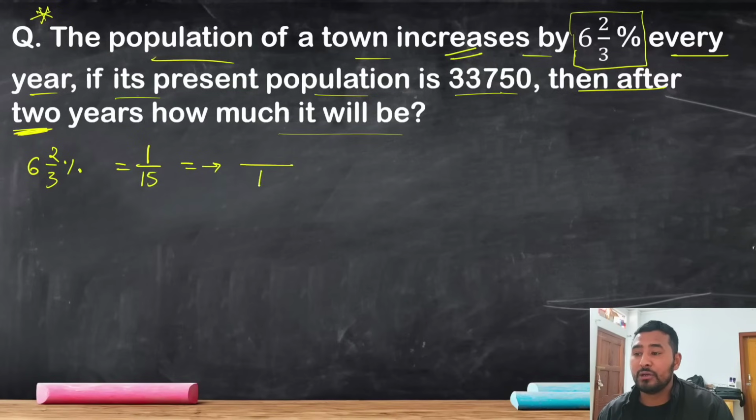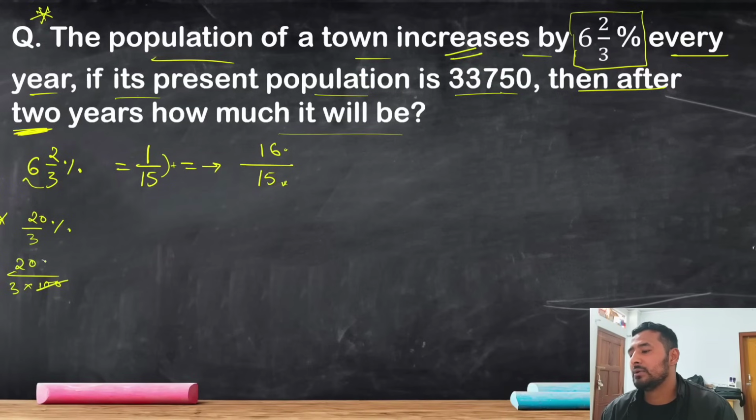Like I said, the denominator will be the same, 15. Increase means 15 plus 1, so it is increasing by 16; before it was 15, after the increase it became 16. If you had done it by your traditional method, you would again do 6 into 3, which is 18 plus 2, 20 by 3%. Then you will do 20 by 3 into 100 to get the 100%. You cancel this, 21, 25, you multiply 1 by 15. You'll get the same 1 by 15.